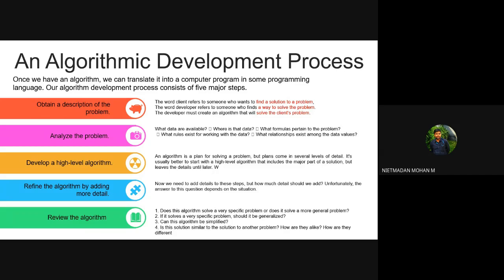What data are available? Where is the data? What formula pertains to the problem? What rule exists for working with the data? What relationship exists among the data values? So these are the things.